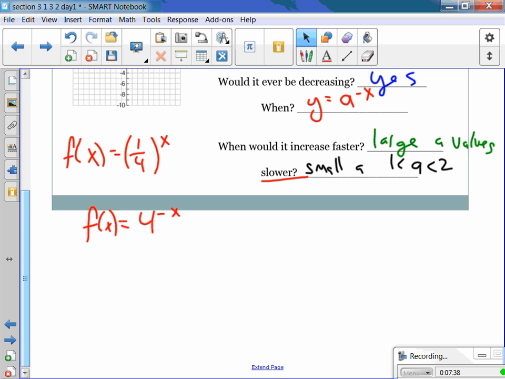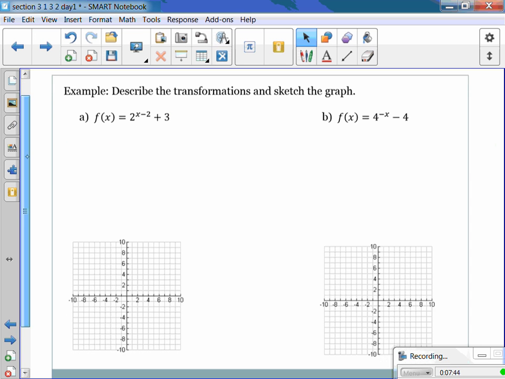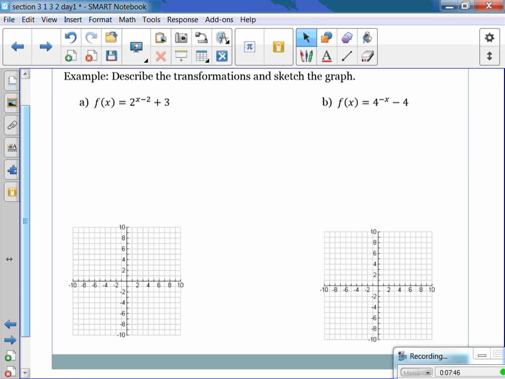Questions? So let's take a look at transformations. With our transformations, I'm pretty much just concentrating on two things: where that asymptote is, did it move any, and where's my intercept. You do not need to plot additional points. We're just trying to sketch the graph, not plot actual points.